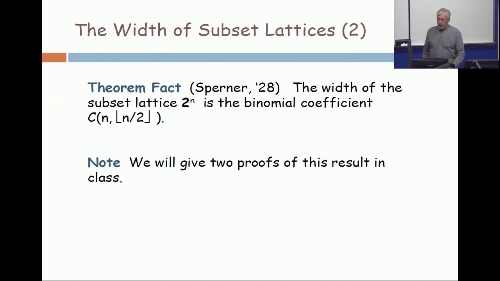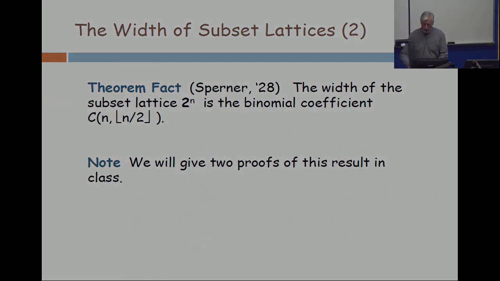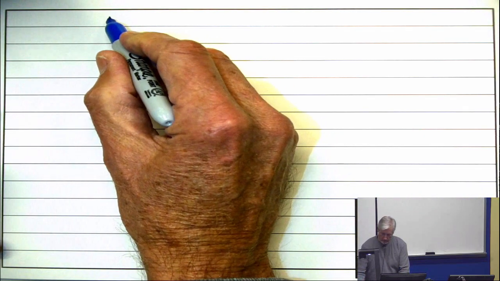So let's start with the existence proof. I want to show that there is no antichain that's any bigger than the size of a binomial coefficient. That's the real key. Now I need a lemma, and the lemma goes like this.